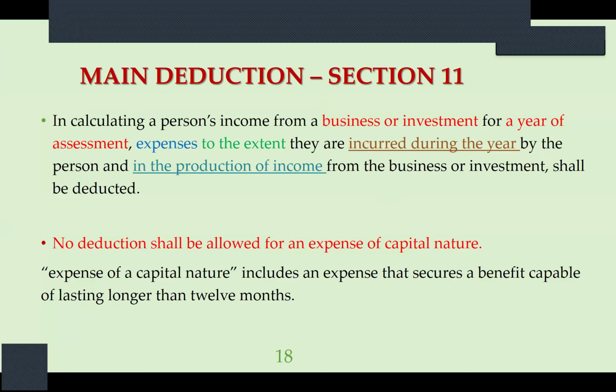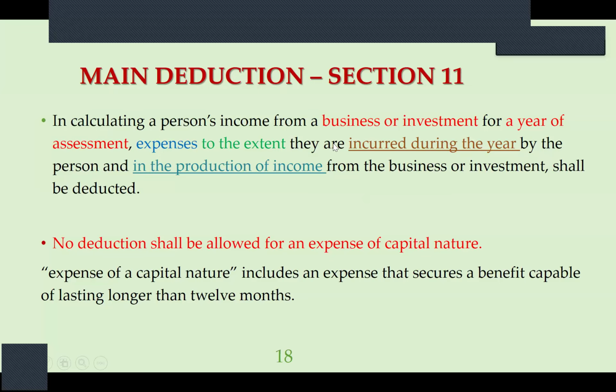So section 10 is very important. If an expenditure is not allowable as a deduction under section 10, then we cannot deduct it under section 11. So when we are deducting expenditure, first of all we have to consider whether it is deductible under section 10 or not. If it is deductible, then only we have to consider whether that expenditure is incurred in the production of income for that specific year of assessment. If so, that is deductible.